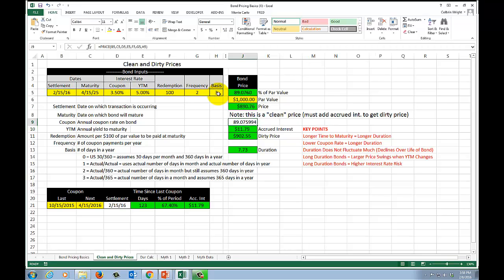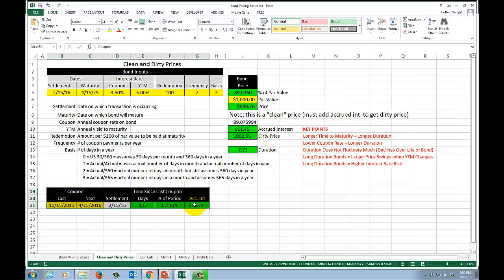When I hit that button, it's going to spit out 89.075994. This is how bond prices get quoted. This is the percentage of par value that the price should be. So if it is a $1,000 par value, then the price should be 89.075994% of that. So on a $1,000 par value, the price would be $890.76. But that's a clean price. It doesn't include accrued interest. So the person buying this bond should be required to pay the clean price plus whatever the accrued interest is from the last coupon date up until the settlement date.